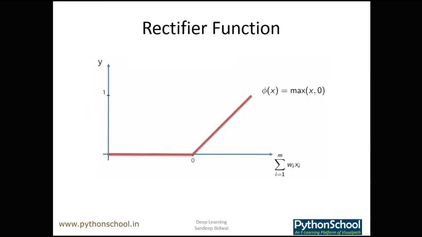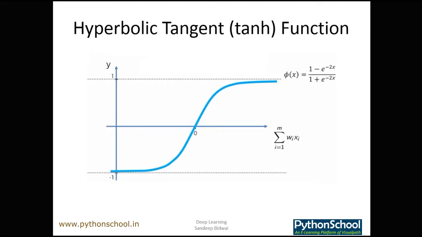The next function is the rectifier function. Here we have the rectified output of the network, so that we have the maximum range of the input values. So this is a rectifier function which can be preferred in the hidden layer of the neural network.